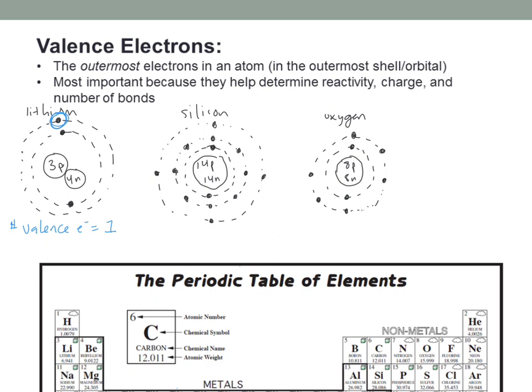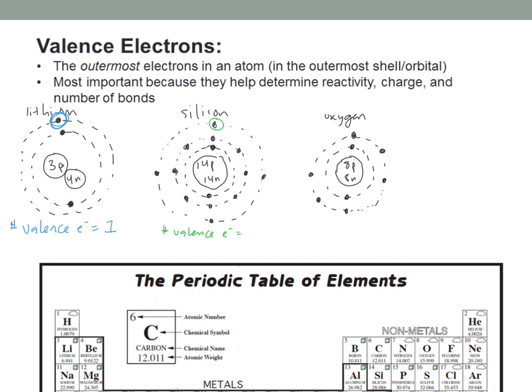If I go to silicon and I want to know how many valence electrons silicon has, it's the same deal. Silicon has 14 electrons, but I don't care about the innermost ones. I only care about the outermost ones. Those are the ones, again, that are going to react with other atoms to form bonds and transfer electrons and all that sort of stuff.